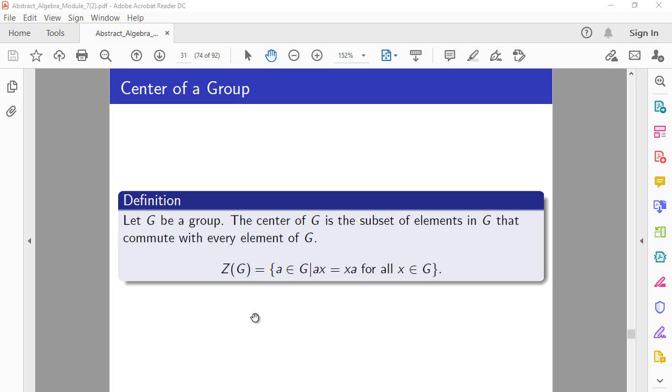Welcome back. We first defined the center of a group. Let G be a group. The center of the group G is the subset of all elements in G that commute with every element of G. That is, Z(G) denotes the center of the group G, and it is the set of all elements a in G such that ax is equal to xa for all x in G. So in other words, a belongs to the center if a commutes with all the elements of the group.